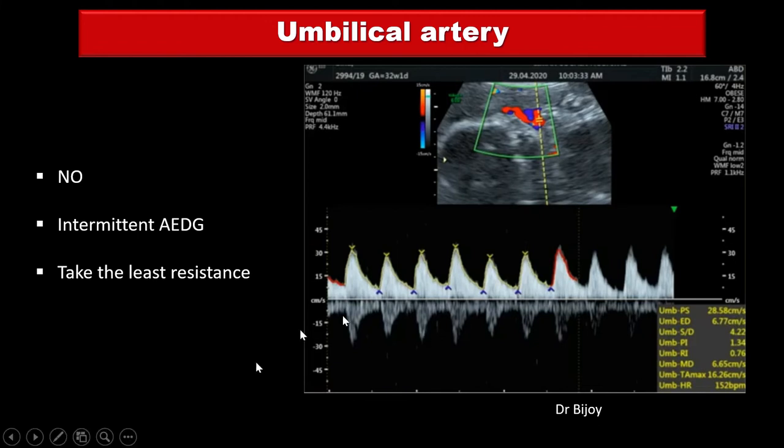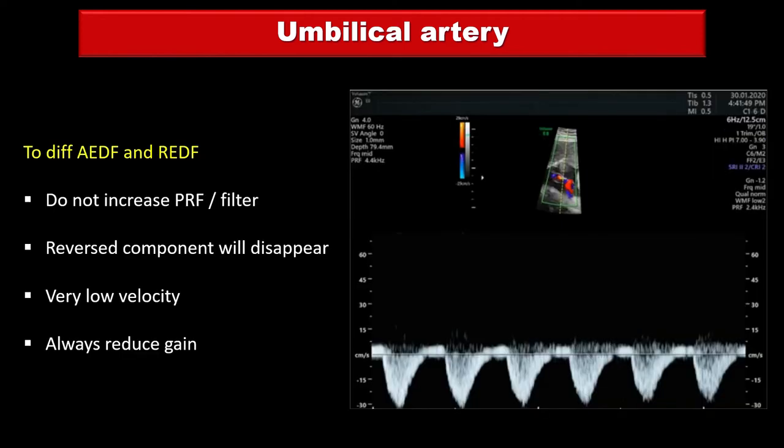Now, if we say that there's intermittent absent end diastolic flow, it does not happen in singleton pregnancies. So we need to check our technique again. And if the resistance is different in different loops of the umbilical artery, we consider the least resistance. And then we need to differentiate the absent end diastolic flow and reverse end diastolic flow.